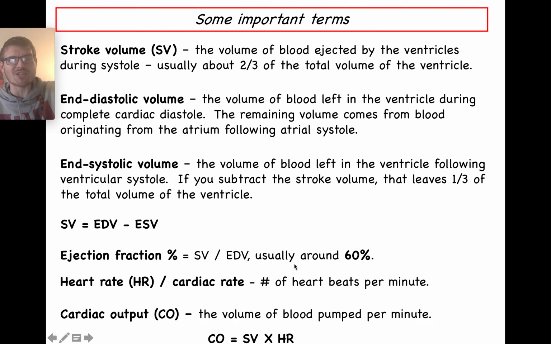So the ejection fraction, like I said, is usually somewhere between 60 and 70%, meaning that whatever volume of blood is in the ventricles at the end of ventricular diastole, whatever your ejection fraction is, that's the percentage that is going to get ejected as a stroke volume.